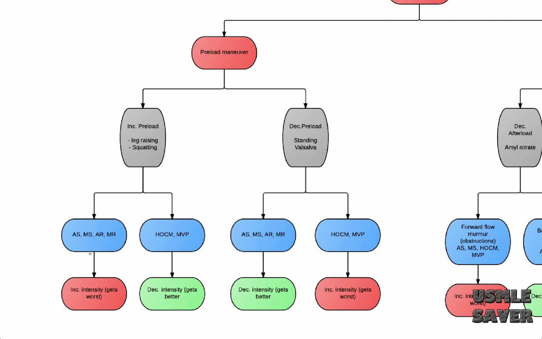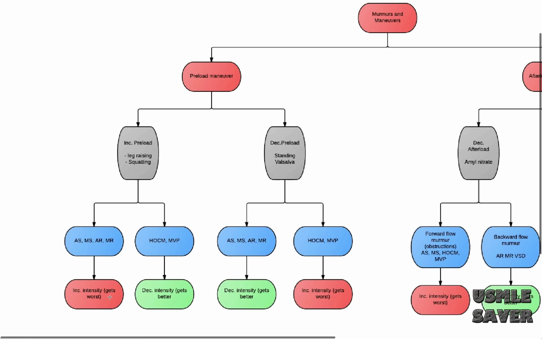With increase in preload, the first group of murmurs, which are aortic stenosis, mitral stenosis, aortic and mitral regurgitation, increase in the intensity, which means they get worse as preload increases. With increase in preload, the second group of murmurs, which are hypertrophic obstructive cardiomyopathy and mitral valve prolapse, decrease in intensity, which means they get better as preload is increased.